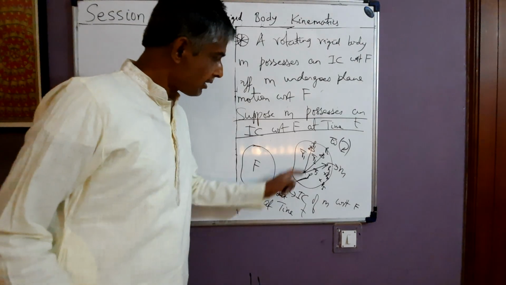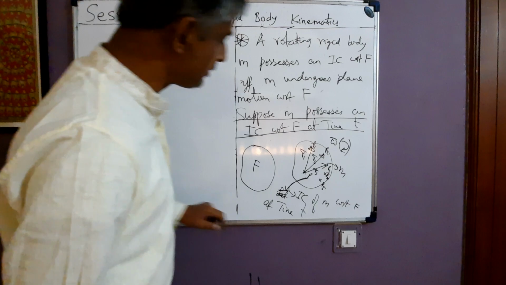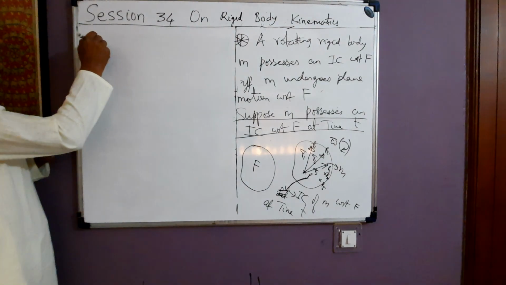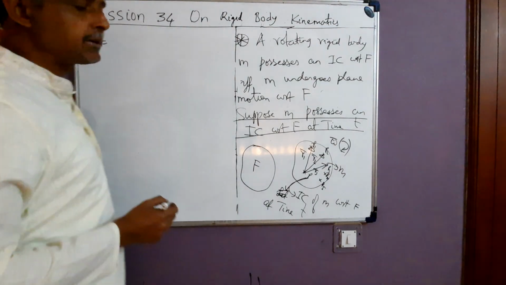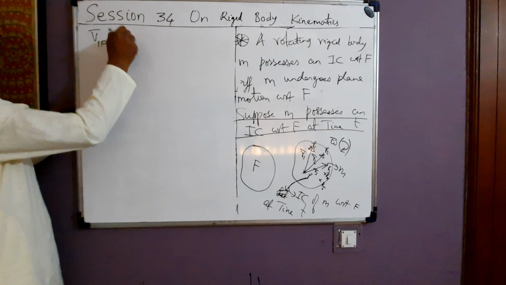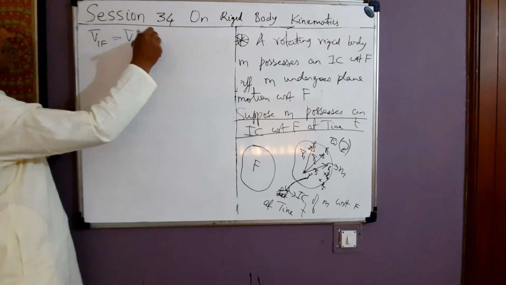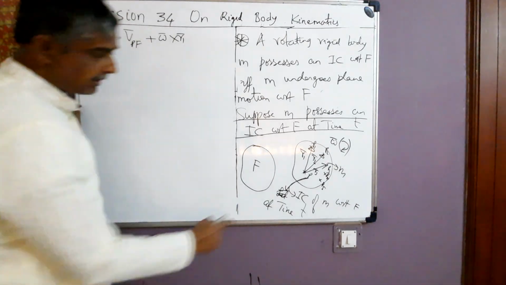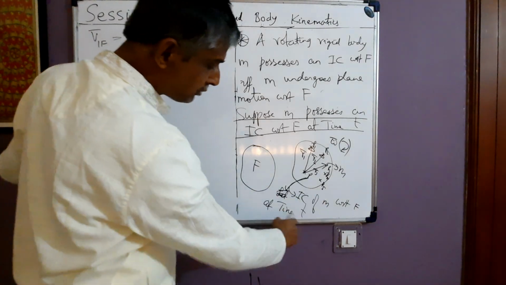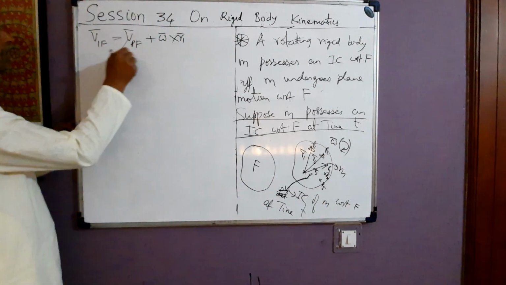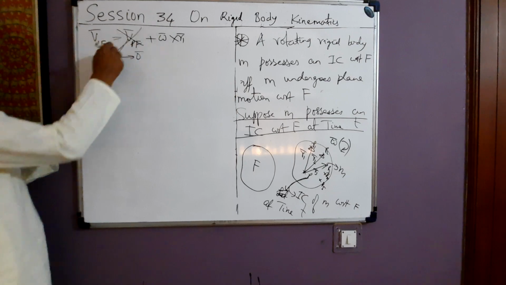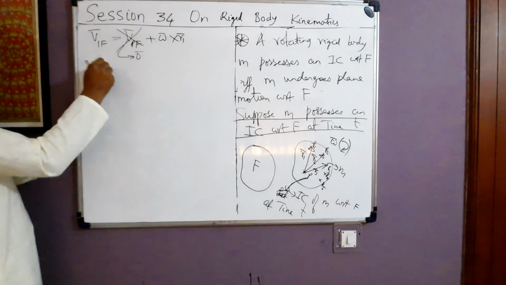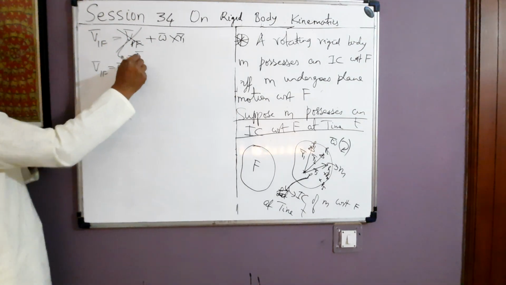So we write down the velocity equation between P and P1. V1F is the velocity of P1 with respect to F at time t. That is equal to the velocity of P with respect to F at time t plus omega cross R1. Now, by assumption, P is the IC of M with respect to F at time t. So by definition VPF is 0, so this term goes away. So V1F becomes omega cross R1.